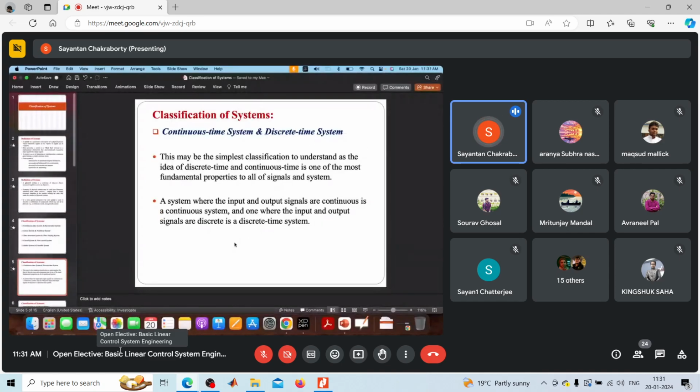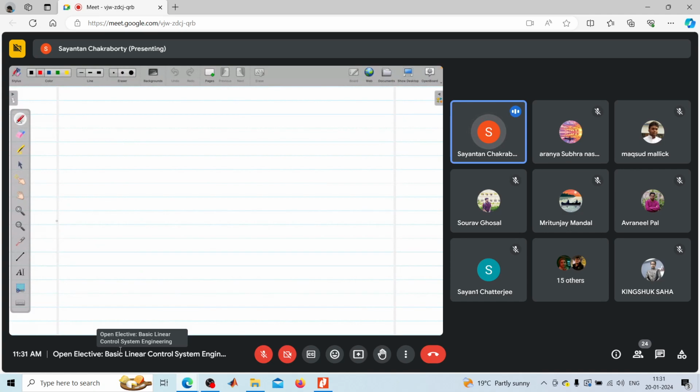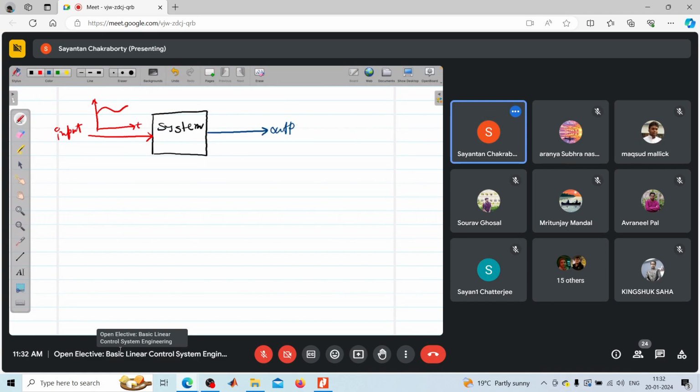So if I try to discuss that in detail, continuous time system means, given a system, suppose the input signal is coming over here, and the nature of the system's input is continuous in time, and the corresponding output signal is coming over there, and the nature of the output is also continuous in time, then you call this a continuous time system.